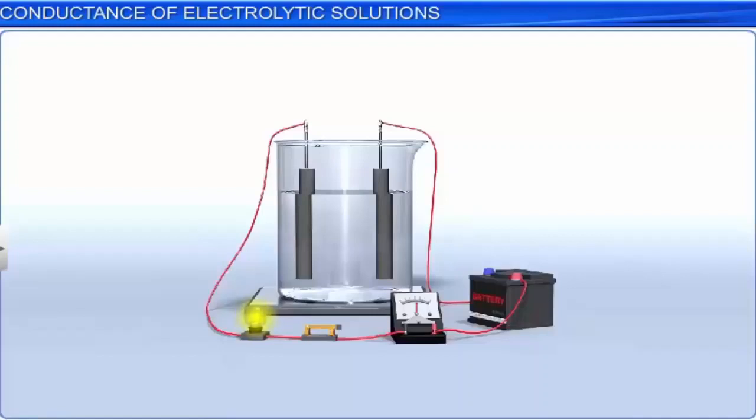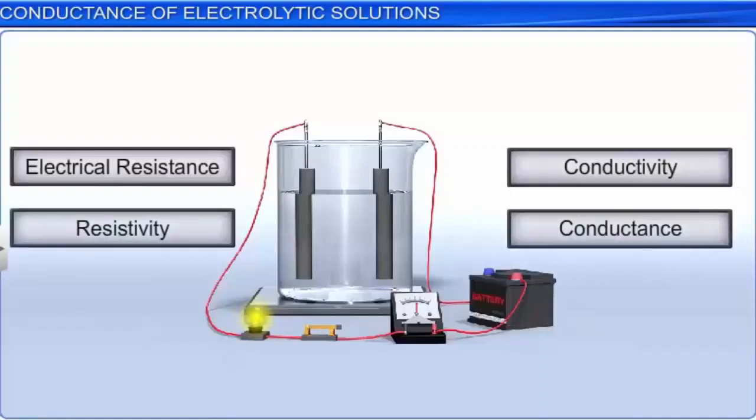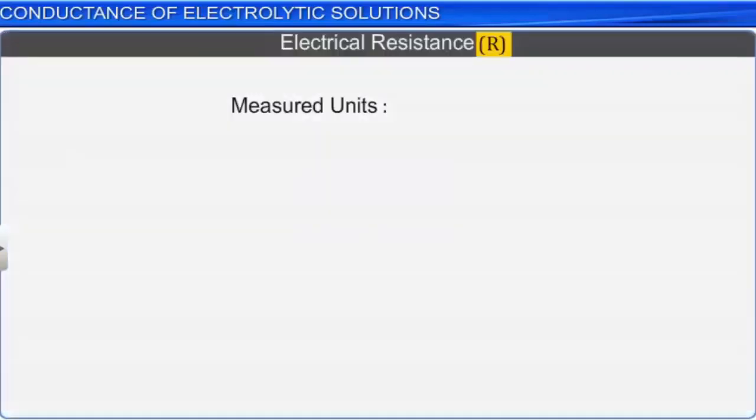There are some key terms that you must first understand before proceeding to study the conductance of electricity. The first key term is electrical resistance, which has been given the symbol R. It is the opposition to the passage of an electric current. Resistance is measured in ohms. The SI base units for ohm are kilograms meter squared per second cubed into amperes squared.